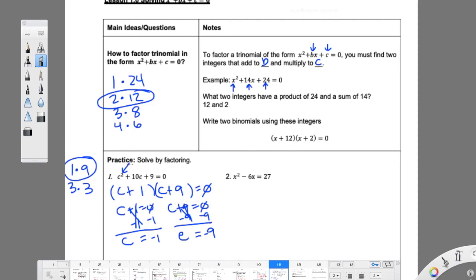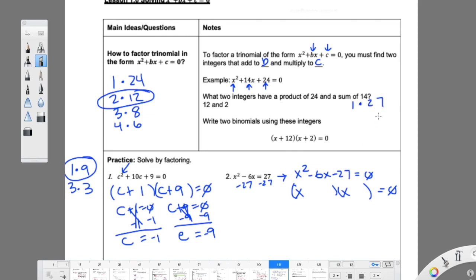All right, so now we're going to look at this one. I can't factor this until it equals 0. So I need to subtract this 27 on both sides. So I have x squared minus 6x minus 27 equals 0. Now I can factor this. It's x squared, so I know it's going to be x and x. And I have to look at 27 to see which factors of 27 are going to work.